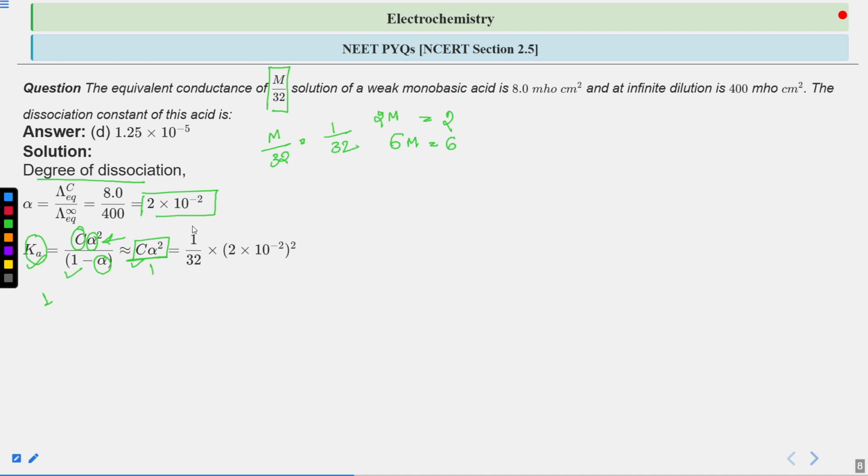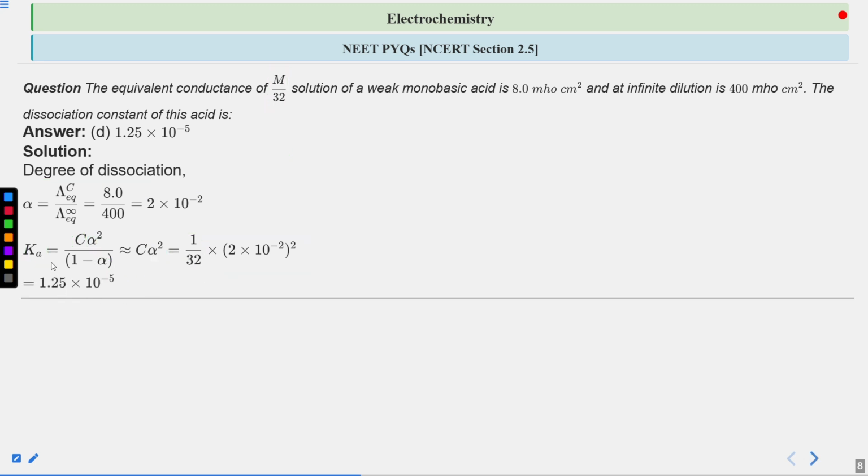The concentration and molarity terms are both the same. So that's why we are taking C as 1 by 32 multiplied by alpha square. The alpha value we have already calculated. So 1 by 32 multiplied by 2 times 10 to the power minus 2 whole square. You just have to solve this quantity to get the dissociation constant. So Ka is finally coming out as 1.25 multiplied by 10 to the power minus 5. After solving this you get this answer, which is the value of the dissociation constant, and hence the correct answer is option D.